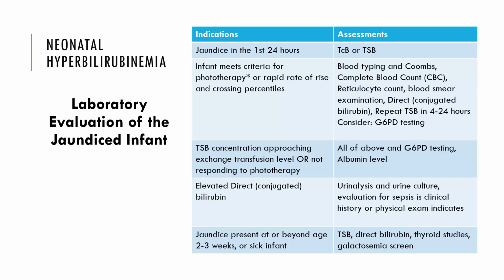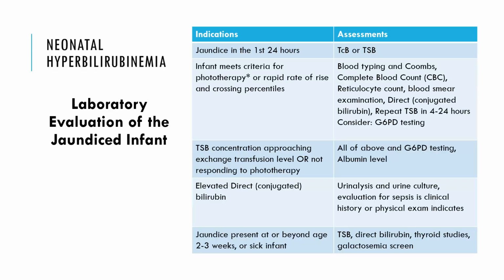So if you have an infant that meets criteria for phototherapy, so their bilirubin has reached that light level that we would plot them on that graph, and then we have a rapid rate of rise, or we have crossing of percentiles, that kind of spike in bilirubin level, then what the AAP says is to do all of these things. So blood typing and Coombs, a complete blood count, and we're going to talk about Coombs because it was confusing to me when I first started out in this NICU world, but I'm going to help everybody out in case you might know what it is. I was confused, so we're going to talk about it.